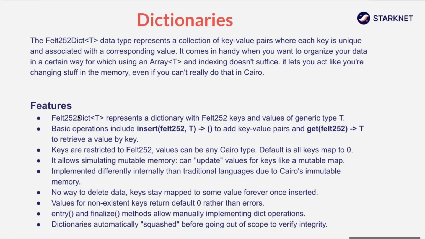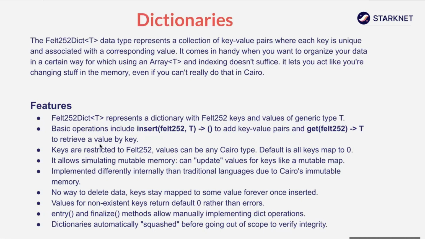So some features of the dictionaries: you implement the Felt252Dict type, which represents a dictionary with felt252 keys and values of generic type T. So for all keys in a dictionary in Cairo, it has to be of felt252, while the value types can be of different data types.